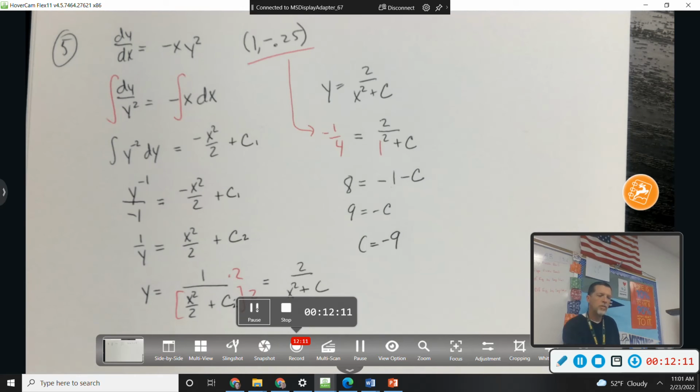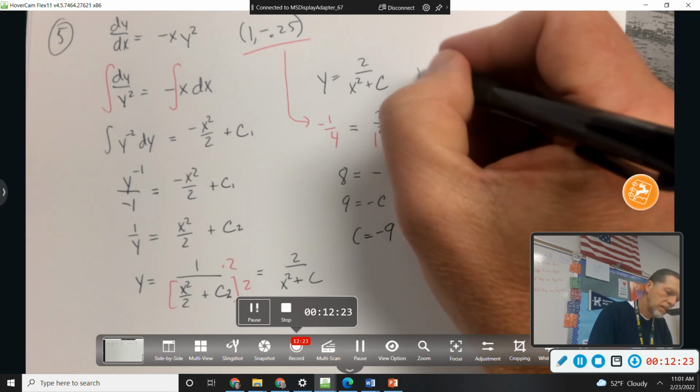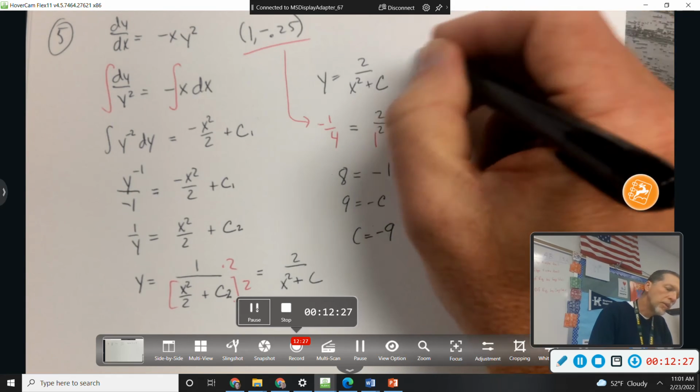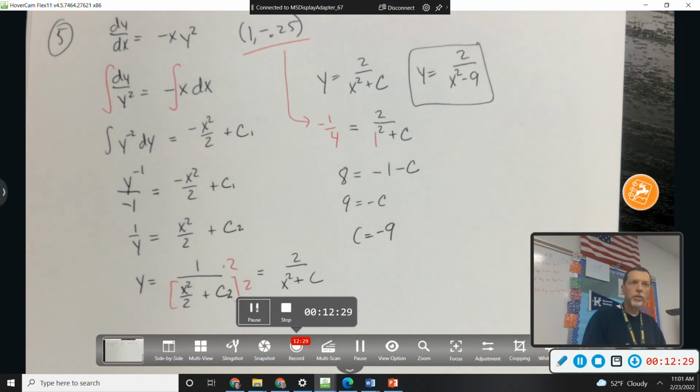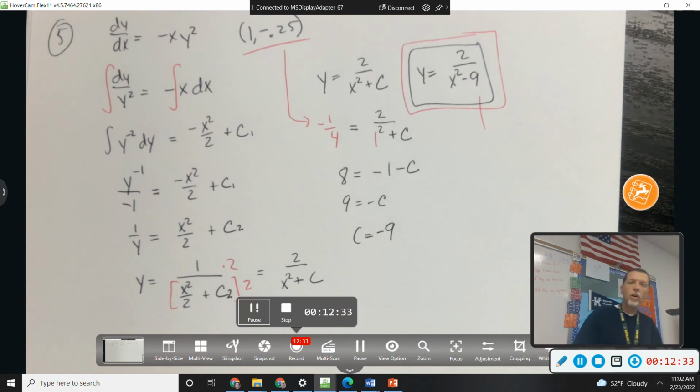Which means if you'd put 2c over here, then your c would have been -9/2, I think. Yeah. But regardless of what you picked for c or where you substituted in, we should all end with 2 over x squared minus 9.